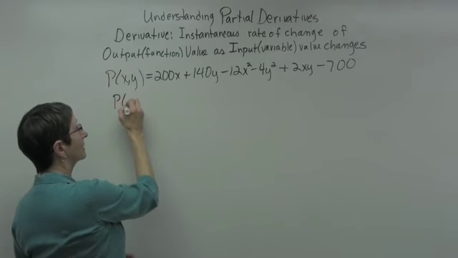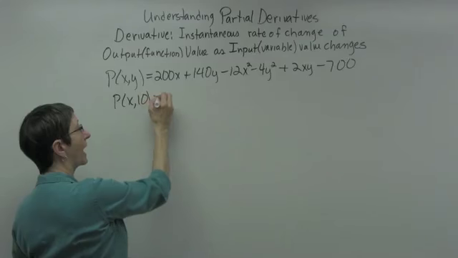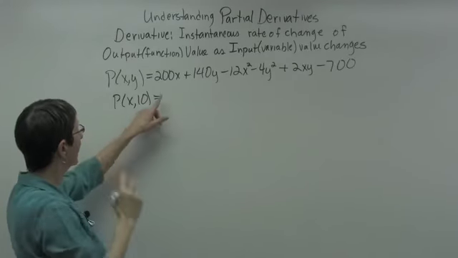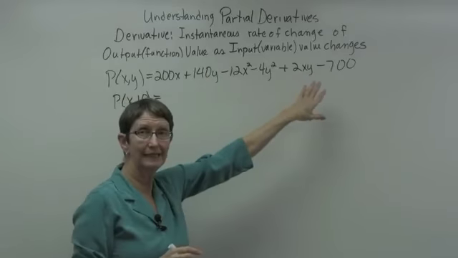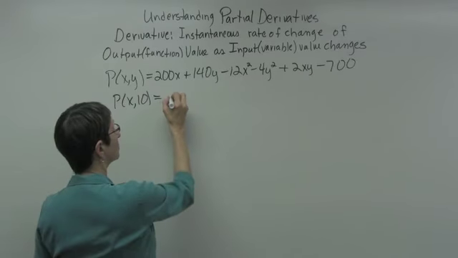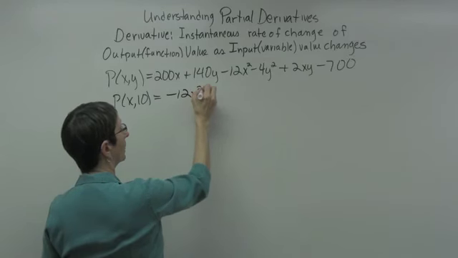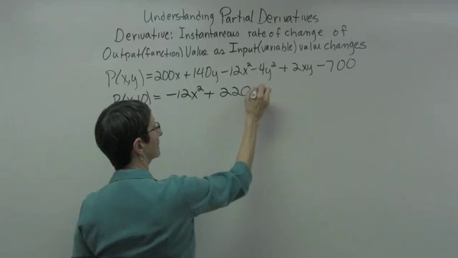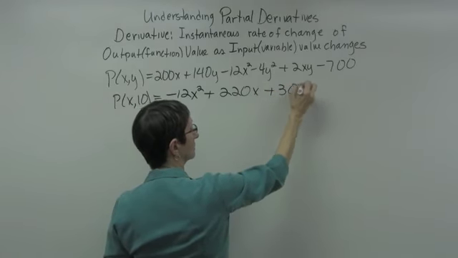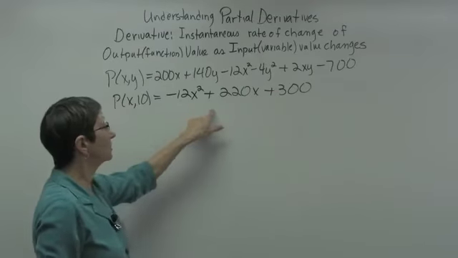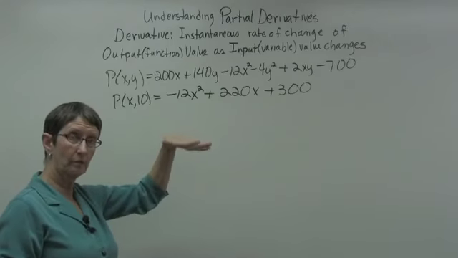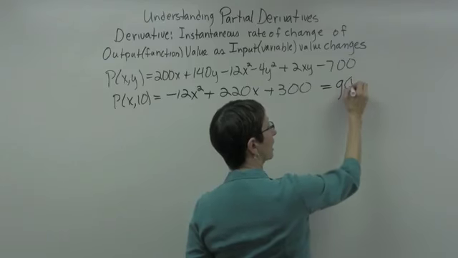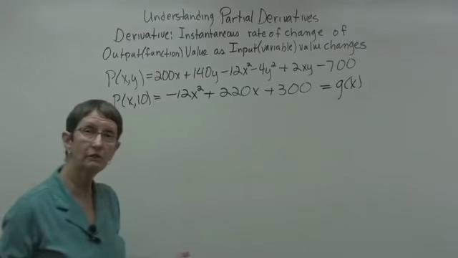We previously looked at the function when we held y constant at 10 chairs. When we did that, letting y equal 10 in each space, we ended up with the function negative 12x squared plus 220x plus 300. A function of a single variable because we were holding the number of chairs y constant at 10. I'm going to call this a new name. I'm going to call it g of x, a function of a single variable.